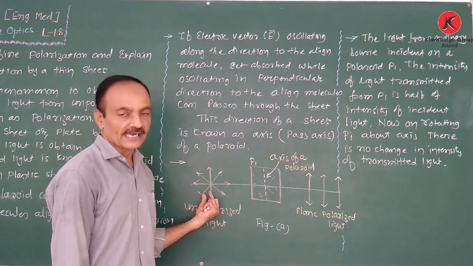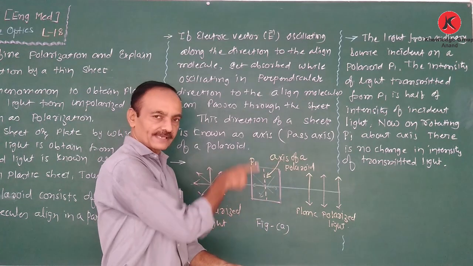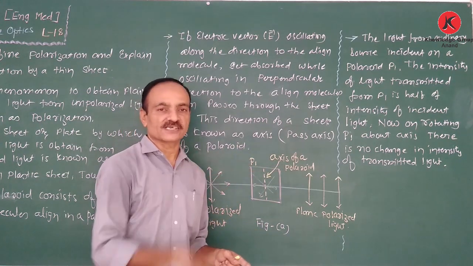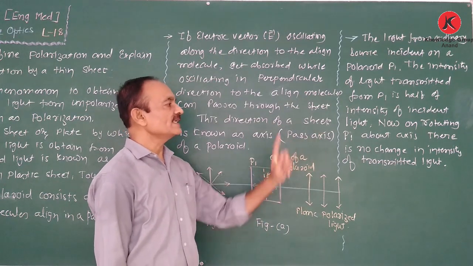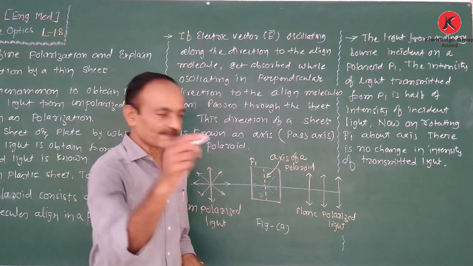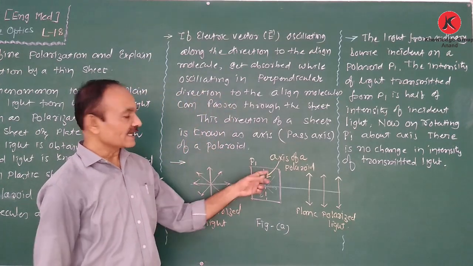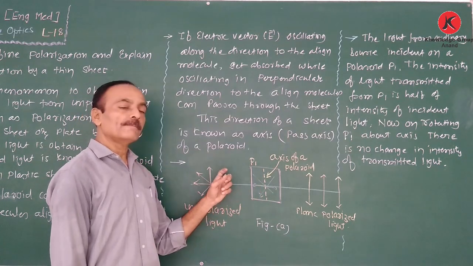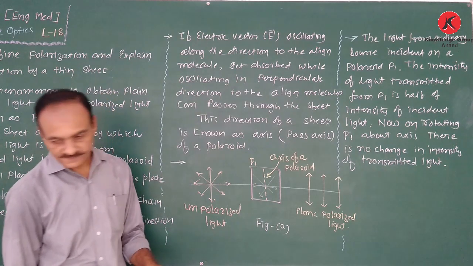That means the incident light on a polaroid. Now, as we rotate this sheet this way, there is no difference in the intensity of the transmitted light. The intensity of the transmitted light remains constant. Now, what's happened as we place another identical polaroid before P1? We discuss here.